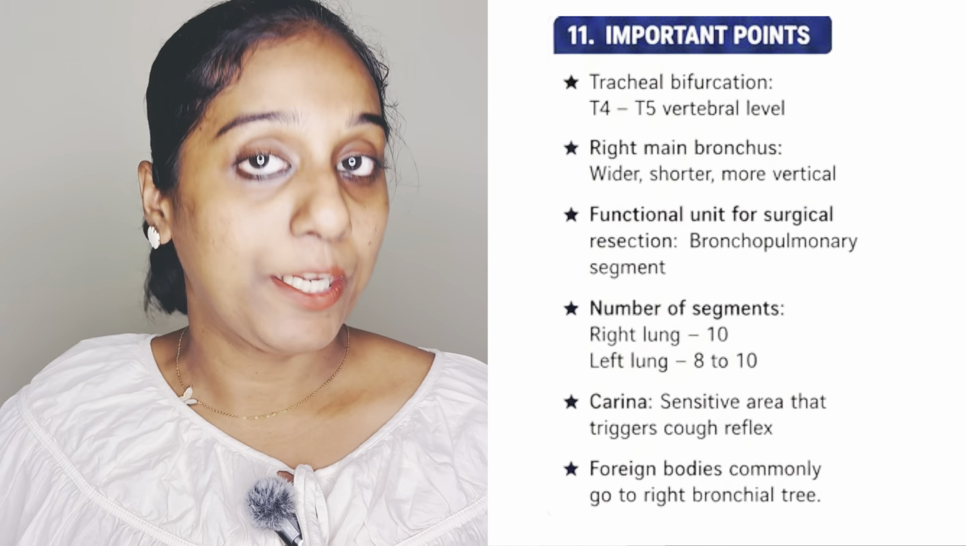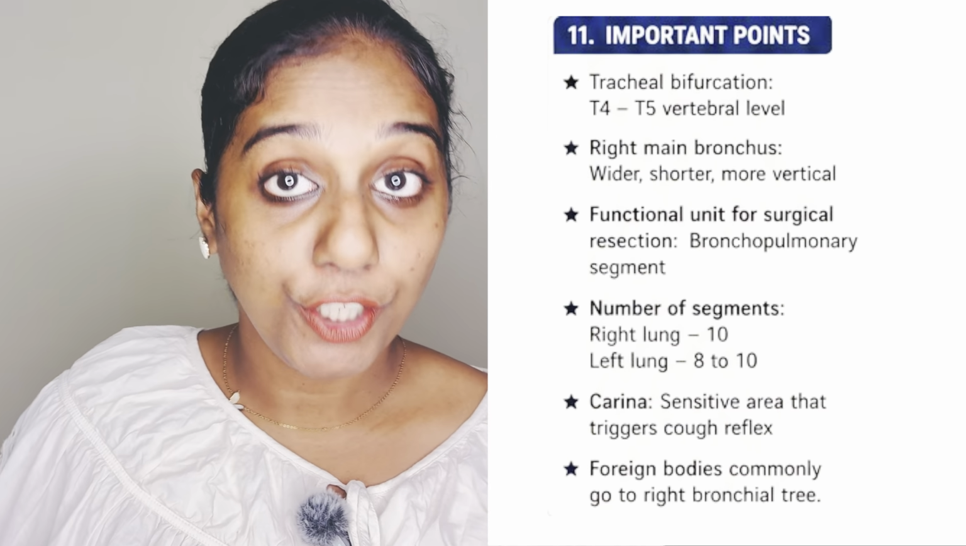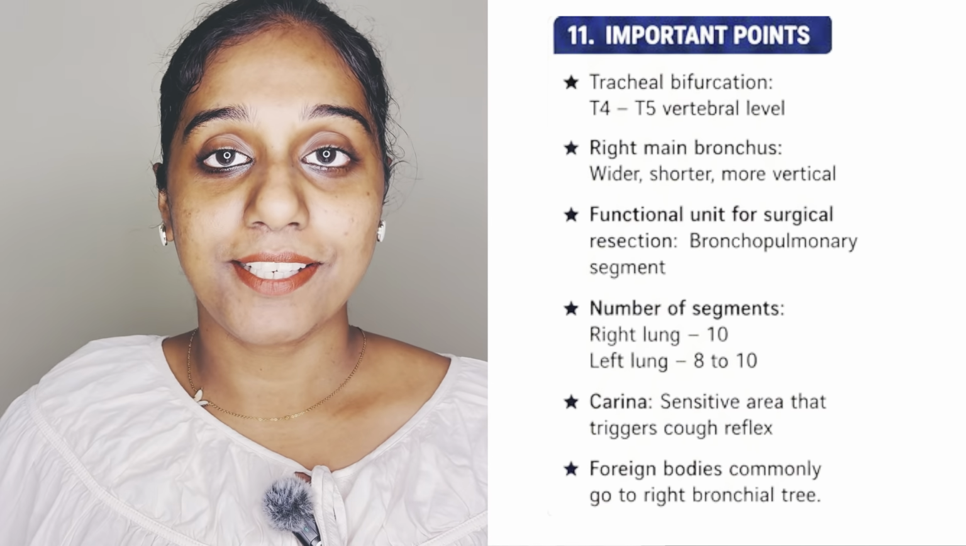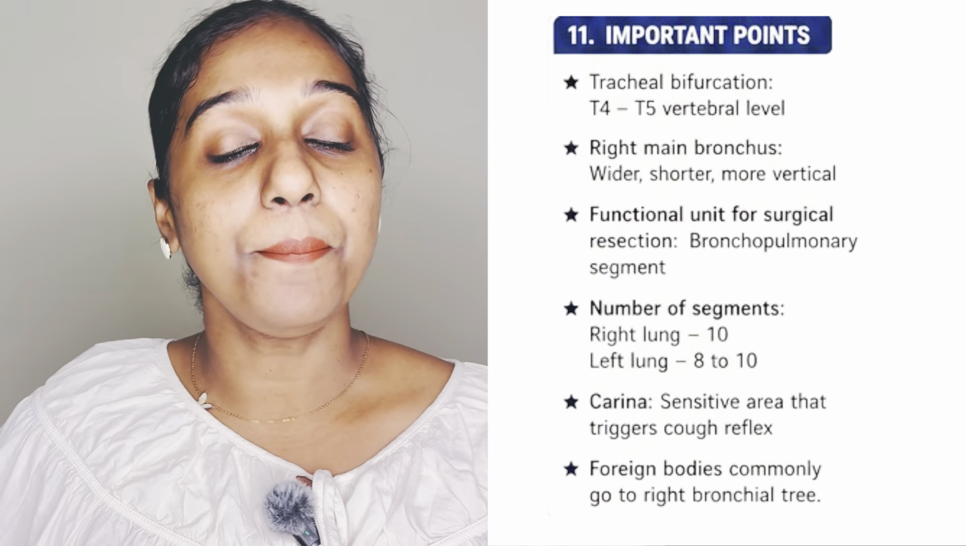nodes. So, the trachea, then the main bronchus, lobar bronchi, segmental bronchi, then bronchioles and alveoli. And remember, bronchopulmonary segment equals segmental bronchus plus pulmonary artery branch.